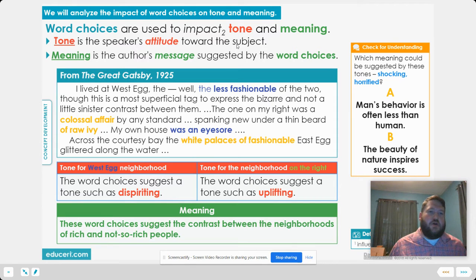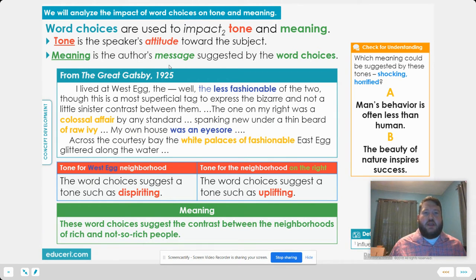Next up, then, meaning is the author's message suggested by the word choices. In nonfiction, this is hopefully very straightforward, easy to understand. However, once you get into fiction, we get into things like connotative and denotative meanings, and figurative language plays a big part in this as well. So you have to look more closely at fiction than you hopefully do at nonfiction. Hopefully, that's just pretty straightforward.